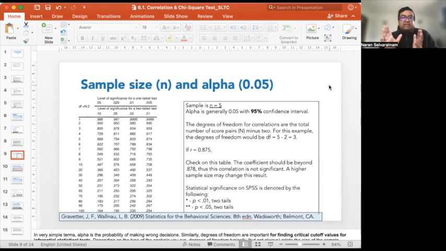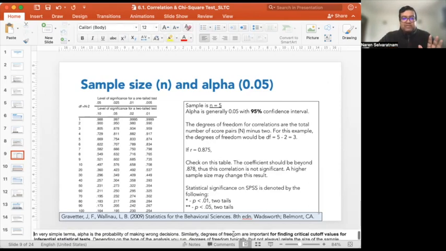What this alpha is, is a bit tricky to explain in very simple terms, so I have written it here as well. In very simple terms, alpha is the probability of making a wrong decision. If I make a wrong decision, it has to be less than 0.05, which means out of 100 times, if I make a mistake, it has to be less than 5 times. So if it is less than 0.05, I am safe, which means my study is significant. That is why I'm specifying this alpha of 0.05.